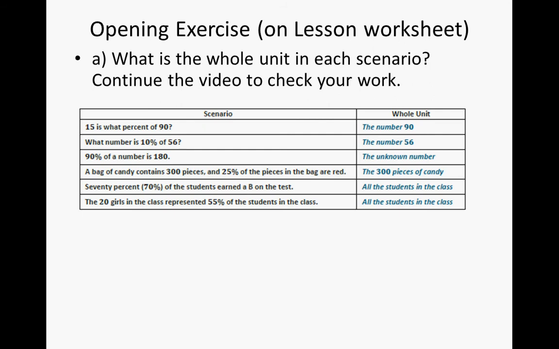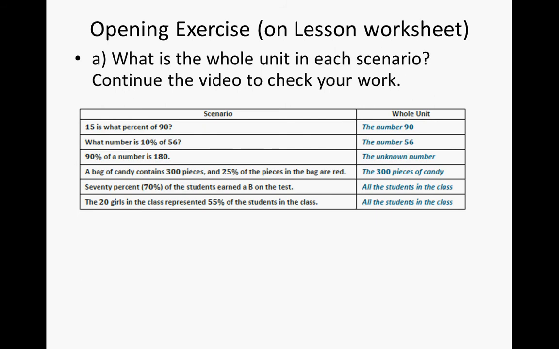90% of a number is 180. Well, we don't know what that number is. We know that the part is 180 because it is 90% of it, but we don't know what the number is. A bag of candy contains 300 pieces and 25% of the pieces in the bag are red. So that means the whole is the 300 pieces of candy in the bag. 70% of the students earned a B on a test. So that means we're talking about all the students in the class. And also the same thing, the 20 girls in the class represent 55% of the students in the class. So we're talking about all the students in the class being the whole unit.